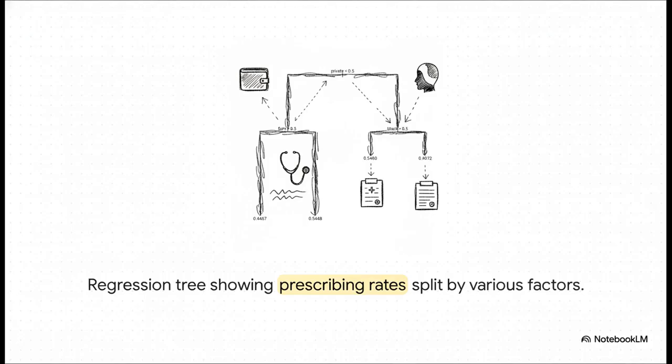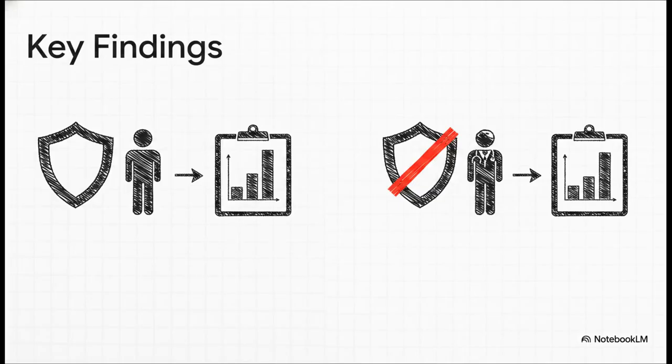We start at the top root node, and you'll see the first major split is based on whether the patient has private insurance. As we follow the left and right branches down, the data gets further split based on whether the provider specializes in family medicine and also the race of the patient. Looking all the way down at the terminal leaf nodes at the bottom, we uncover some vital key findings.